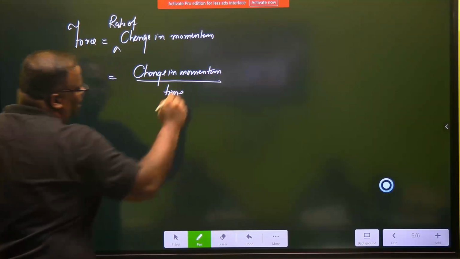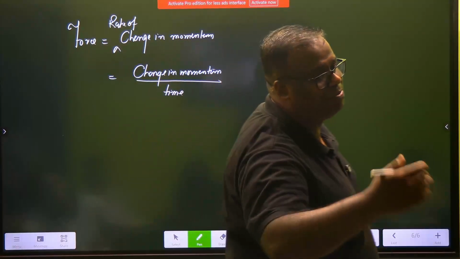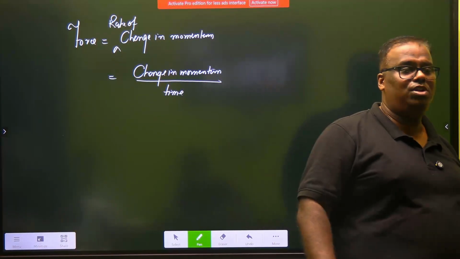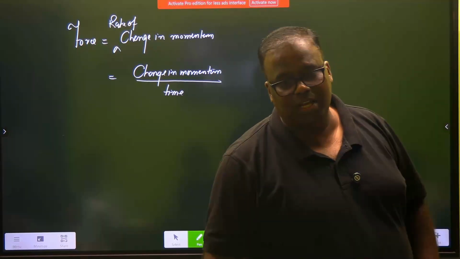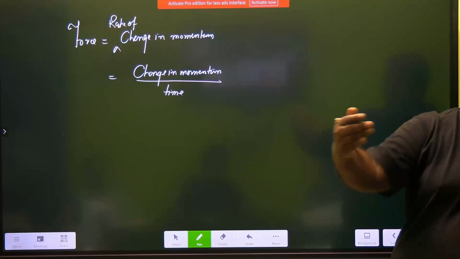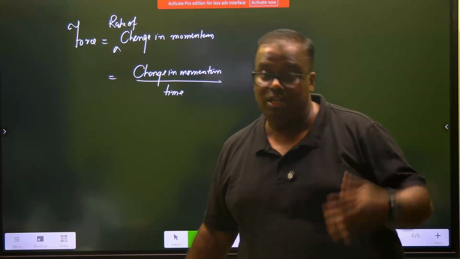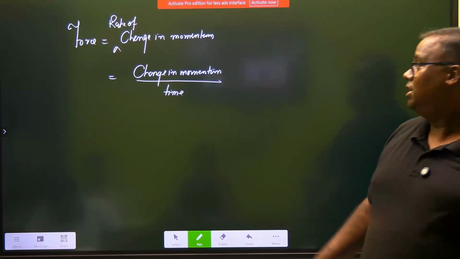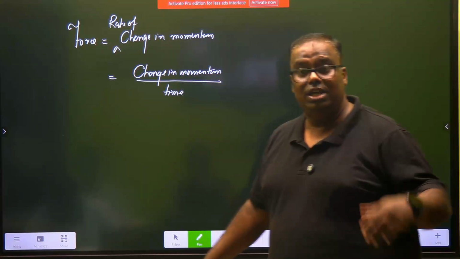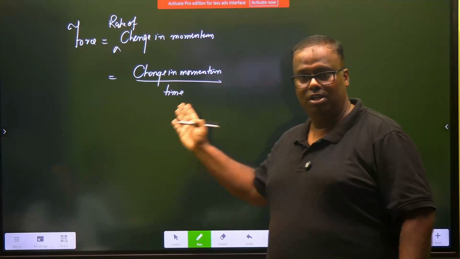How did you define velocity? Velocity is the rate of change of displacement, change in displacement over time. How did you define acceleration? Acceleration is the rate of change of velocity, change in velocity over time. What was velocity? Rate of change of displacement. Now comes force. Force is rate of change of momentum. That means change in momentum over time.